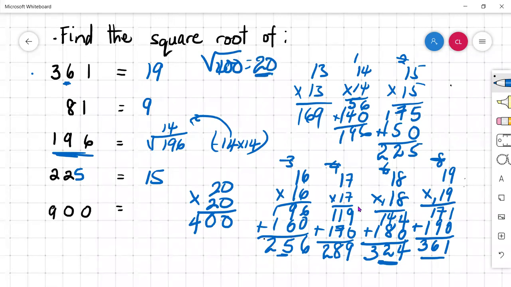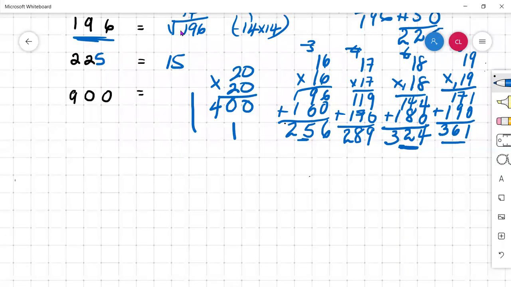So we have worked out 361, that the square root of 361 is 19. The square root of 81 is 9. The square root of 196 is 14. The square root of 225 is 15.